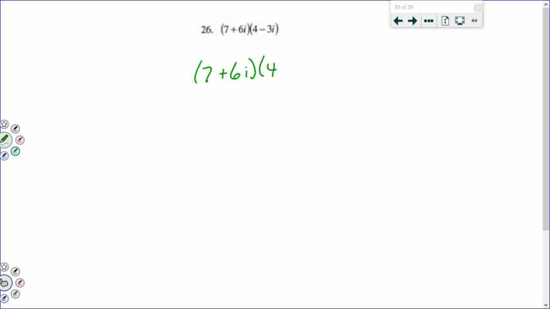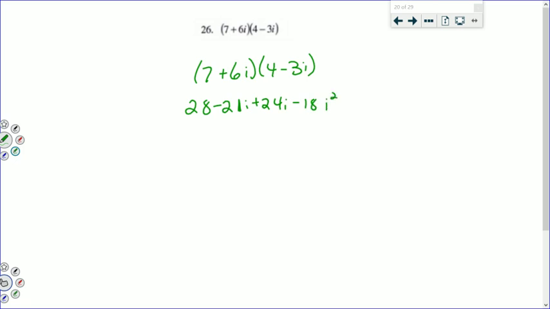So just like we would with any kind of variable stuff, in order to deal with this, we have to distribute. All right, so 7 times 4 gives us 28. 7 times negative 3i is negative 21i. 6i times 4 is going to be plus 24i. And then 6i times negative 3i is going to be negative 18i squared.